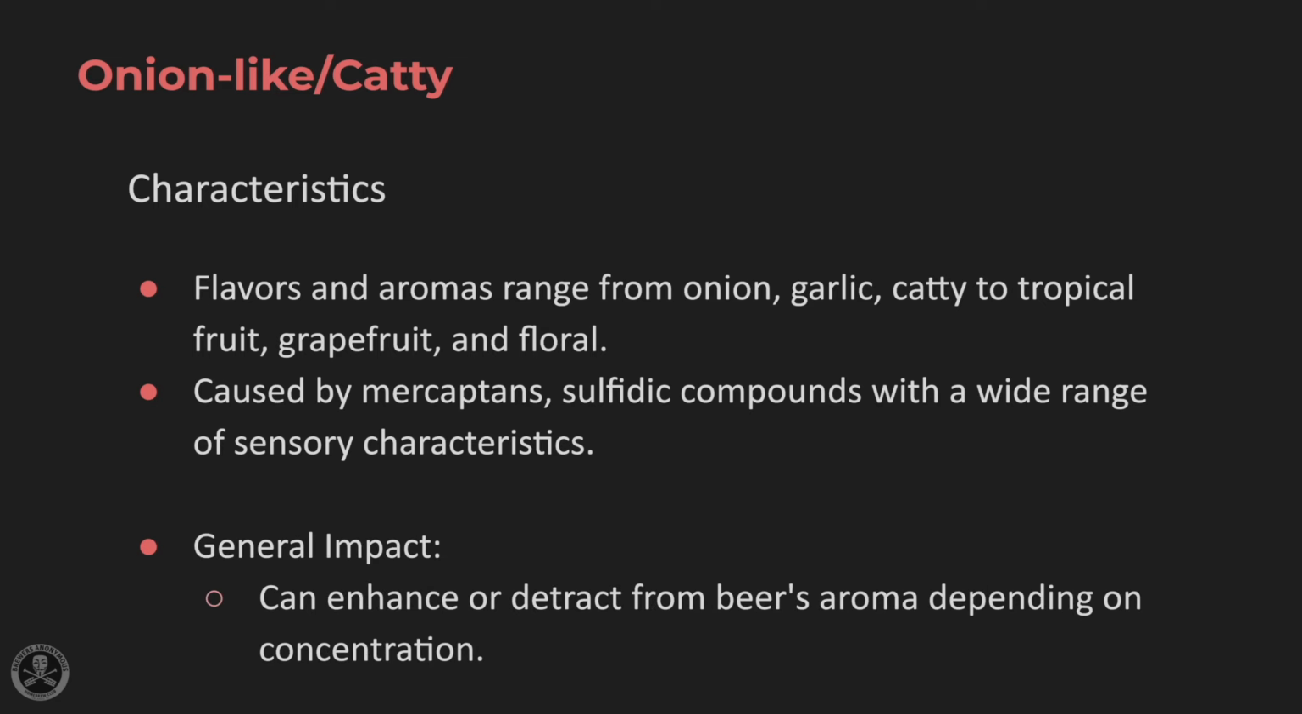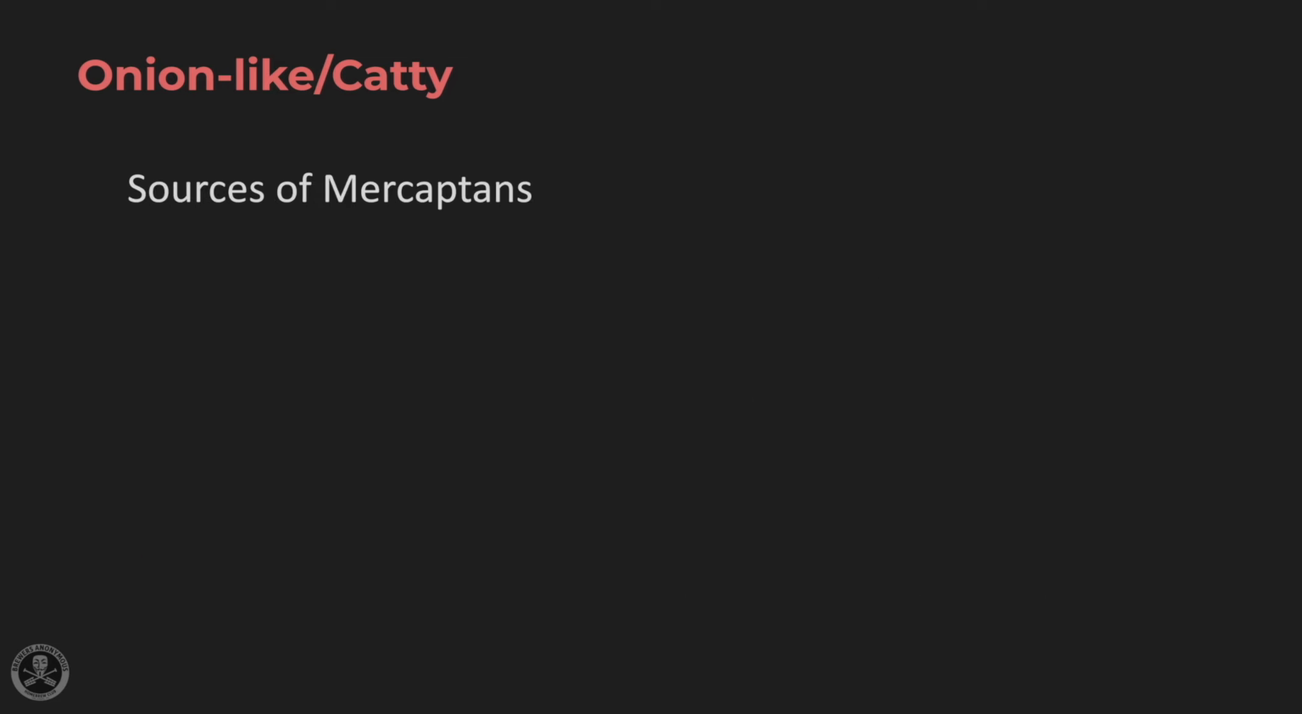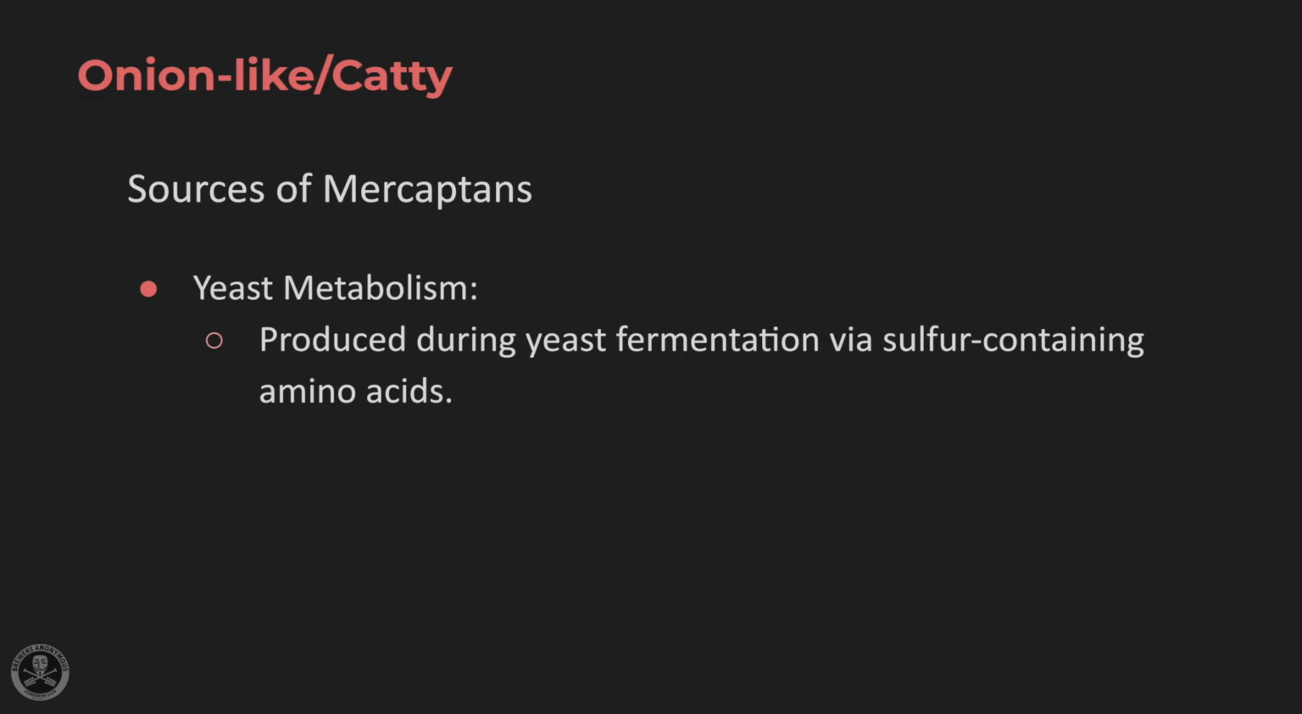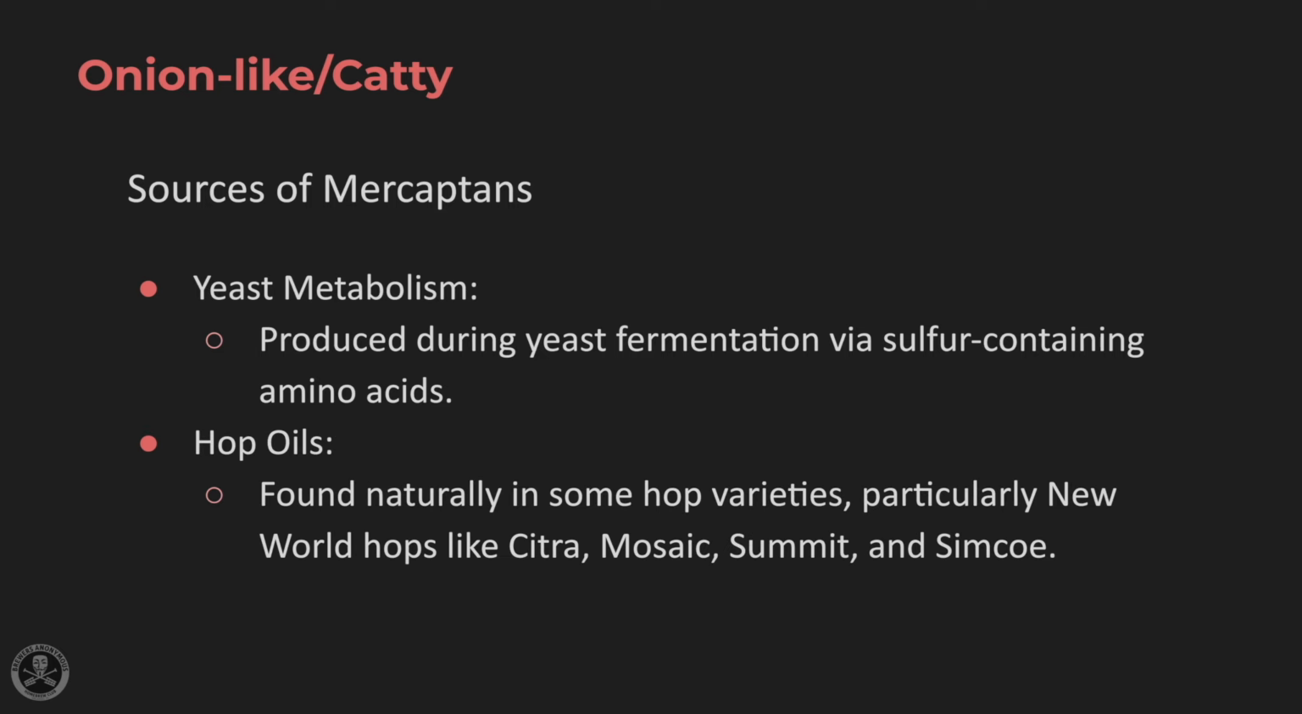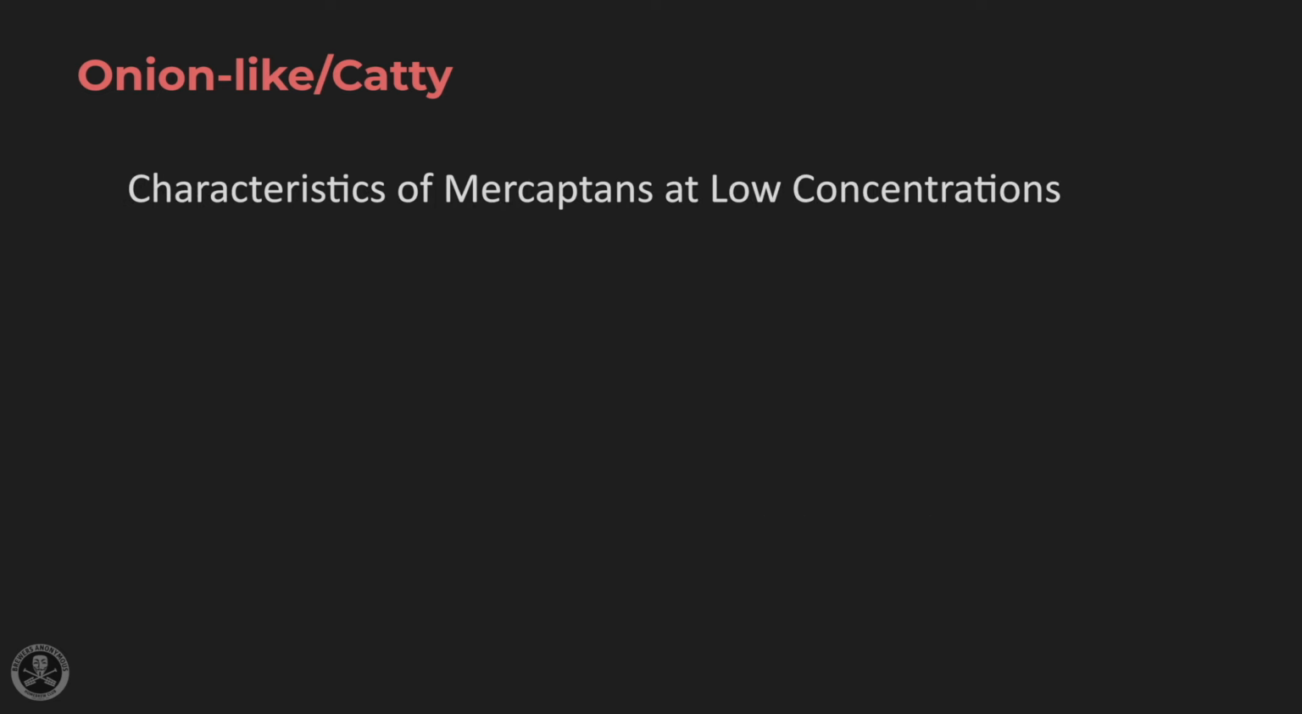In this case, this beer characteristic can be both desirable or an off flavor, depending on its concentration and how it blends with the other beer characteristics. There's a couple of sources of mercaptans. Yeast metabolism. Mercaptans are produced by yeast during fermentation in the form of sulfur-containing amino acids. And hop oils. Mercaptans are naturally found in some hop varieties, particularly in New World hops like Citra, Mosaic, Summit, and Simcoe.